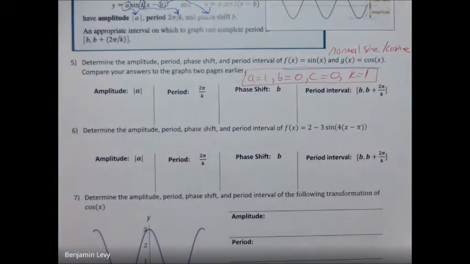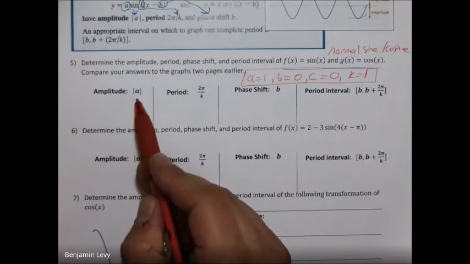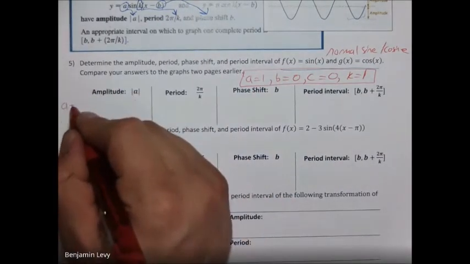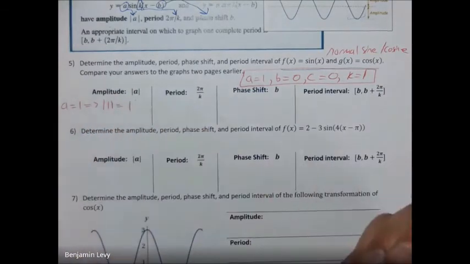I'm going to get out my original picture here so we can reference that as well. Right, so the amplitude is the absolute value of whatever A is. In this case, A was 1, and so the absolute value of 1 is 1. And we see that in the graph.